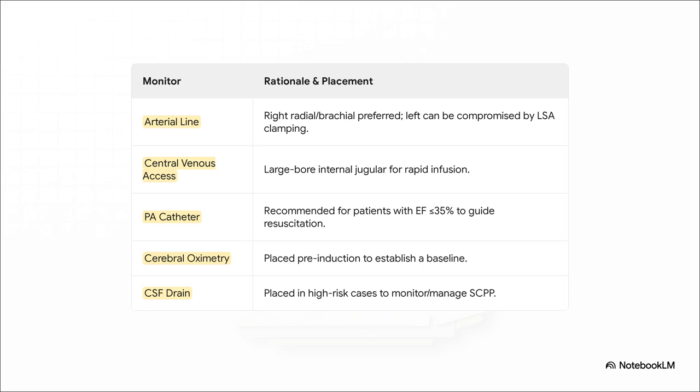A PA cath isn't for every single case, but for your patient with an EF of 30%, it is invaluable. And here's a pro tip. Put the cerebral oximetry stickers on before you induce. You want that stable, awake baseline so you know what you're trying to get back to throughout the case.